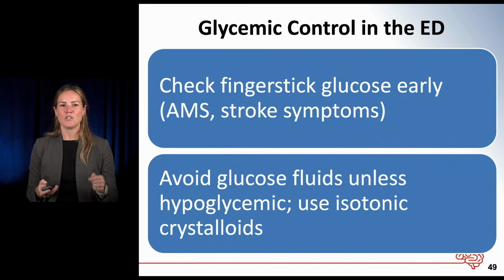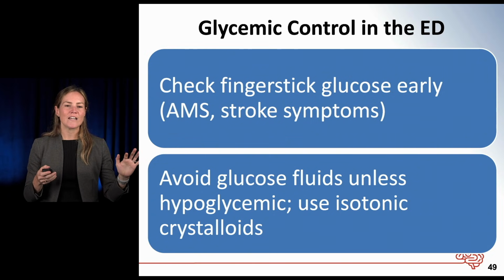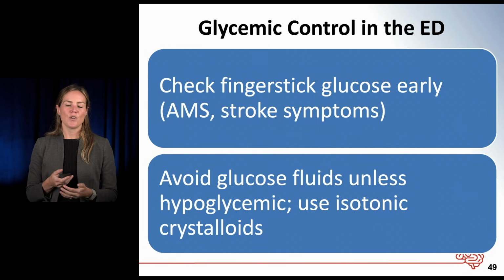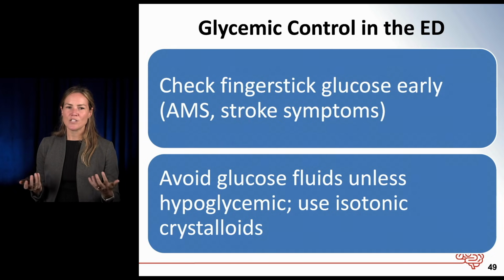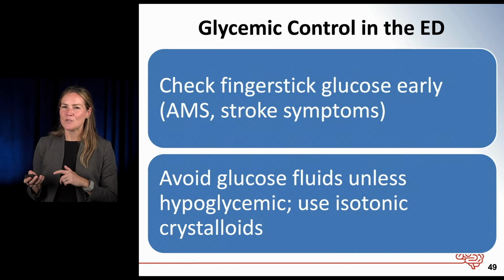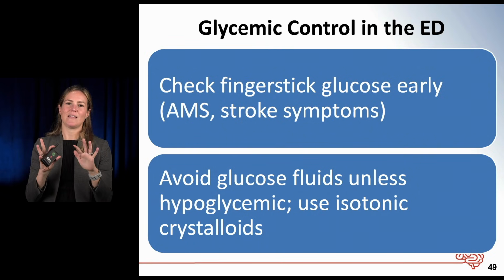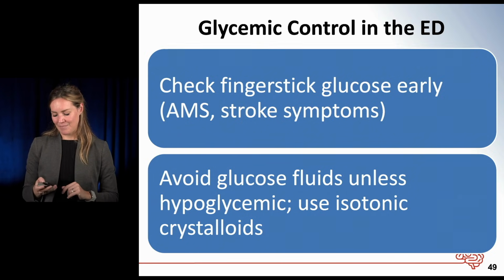And so we are going to check finger sticks early. And then we are going to avoid glucose shifts, right? So we are going to use isotonic crystalloids. We're not going to give D5W to anyone. We're going to, again, try to keep the brain in a normal environment. That's really what it wants to heal in.